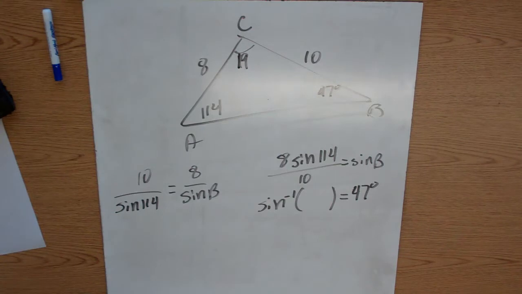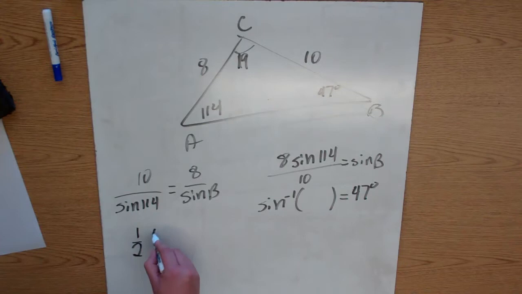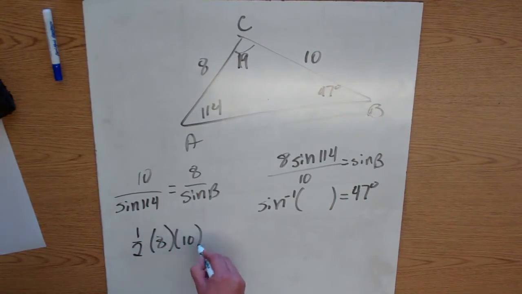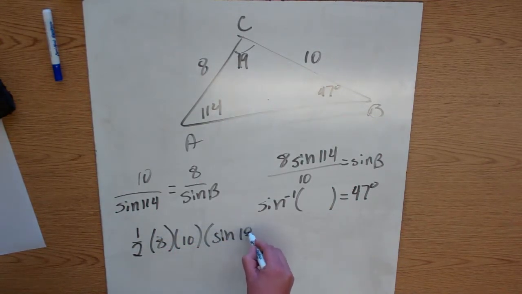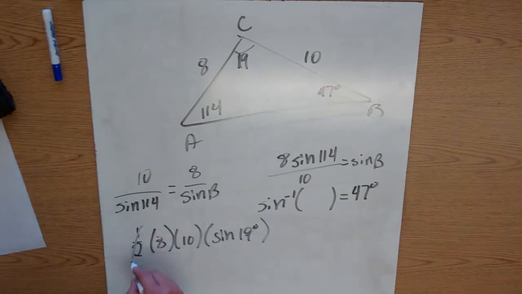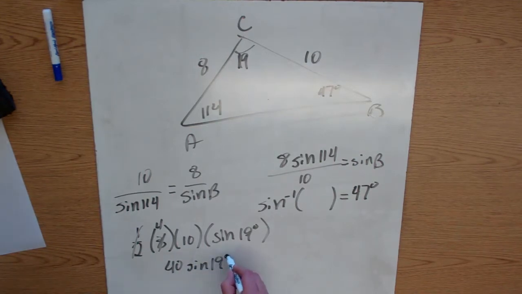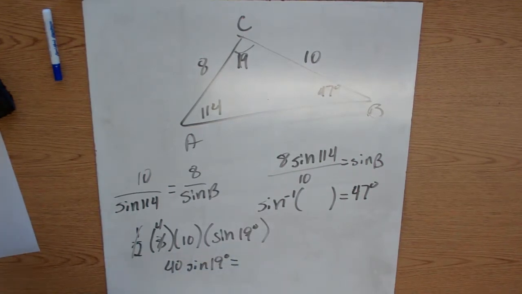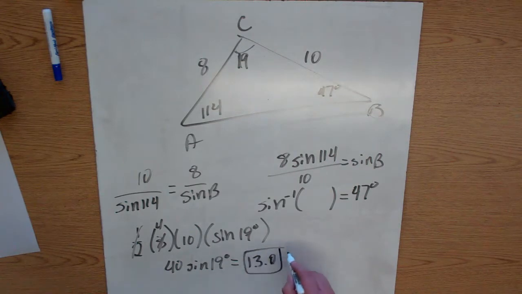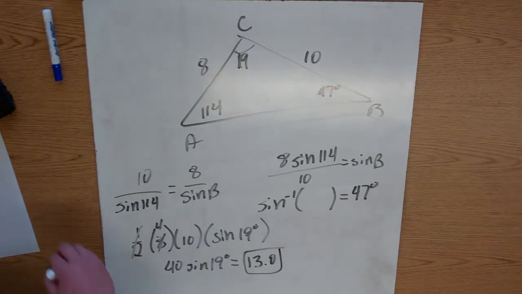So there we go. We don't need to find this side because now we have the sine of the angle between them. So all you have to do is 1/2 times 8 times 10 times the sine of 19 degrees. So let's go ahead and half this down to a 4. So 40 times the sine of 19 degrees is going to be our area. 40 times the sine of 19. Our area is 13.0. All right, so that's our area, 13.0.